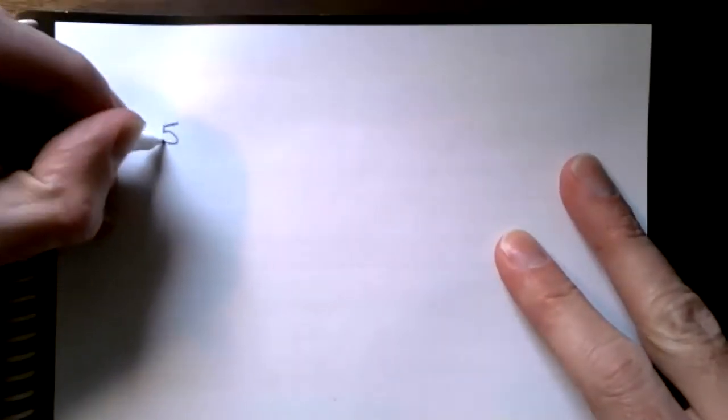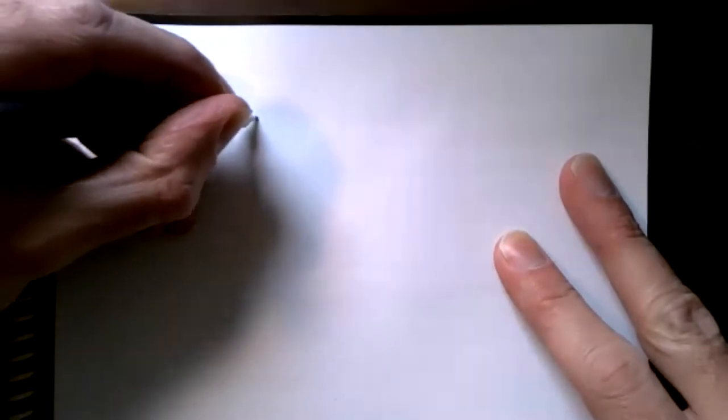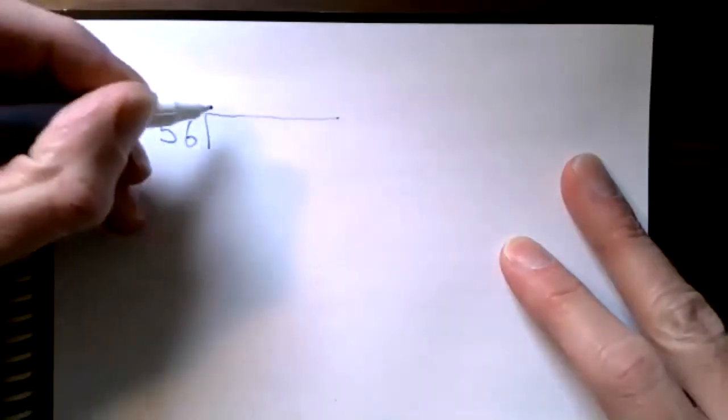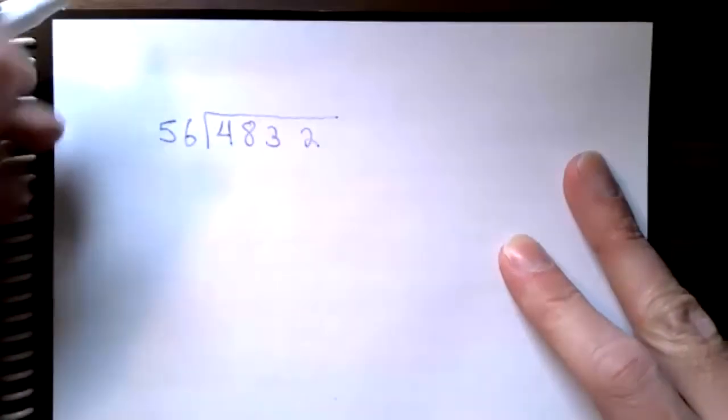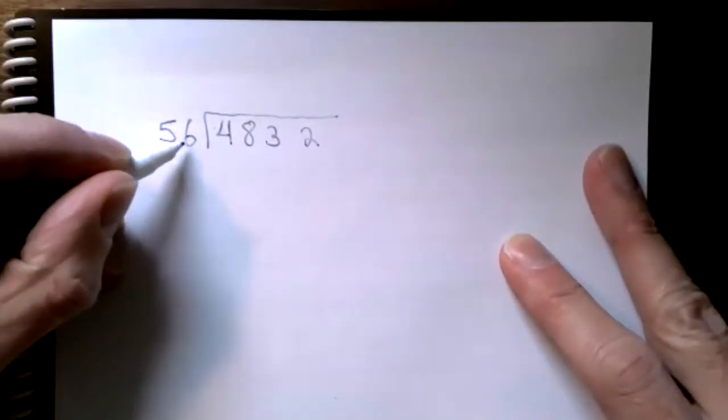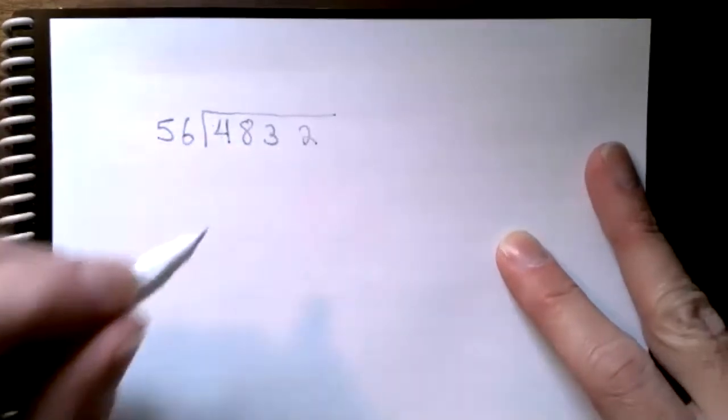So let me give you a 2-digit division problem, and we'll think about the steps we could do to do this 2-digit division problem. Okay. So how about we try this? It's a long division problem. So remember, we're talking about something maybe 3rd or 4th grade level. I want you to do 56 divided into 4,832.